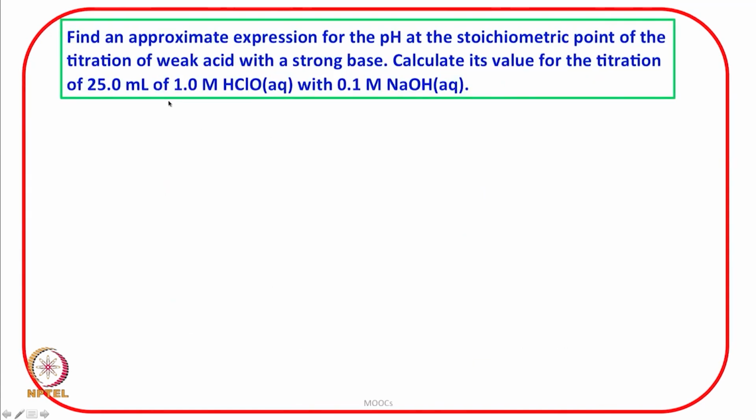Find an approximate expression for the pH at the stoichiometric point of the titration of weak acid with a strong base. Calculate its value for the titration of 25 ml of 1 molar HClO with 0.1 molar NaOH. Again, we are talking about weak acid and a strong base.